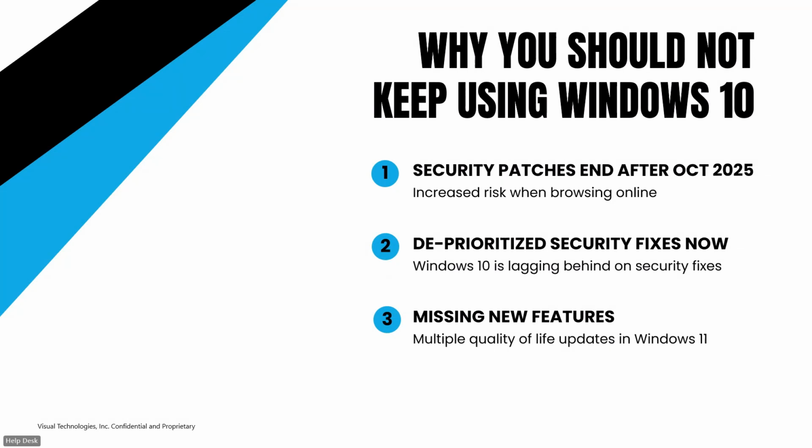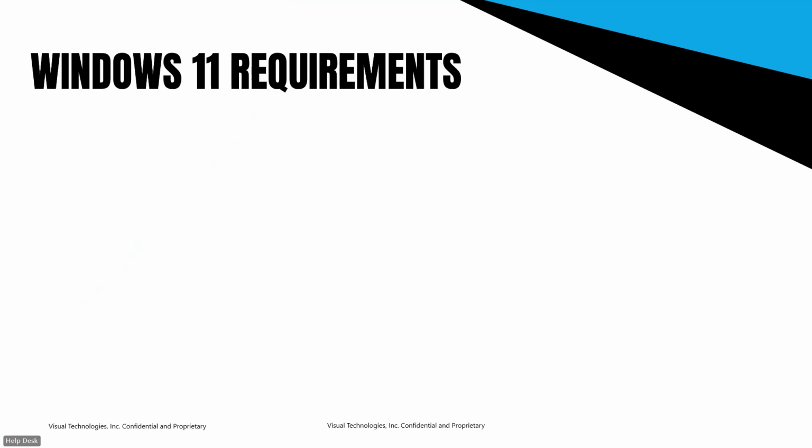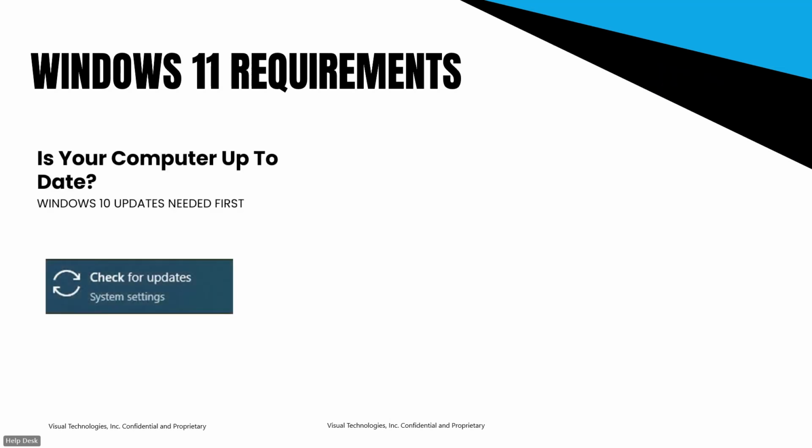So let's move on to the actual requirements. What do you need to do to get to 11 before you are ready to stop using your Windows 10 machine? So first and foremost, you've got to make sure that you're fully up to date on Windows 10. You can hit the Start menu and do the Check for Updates option on Windows 10. We have found there have been some issues in the field for the machines that we monitor.